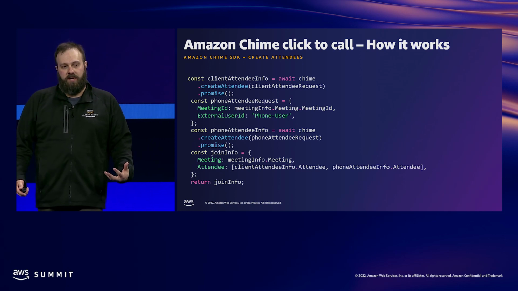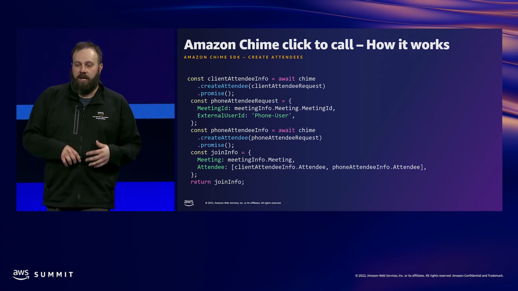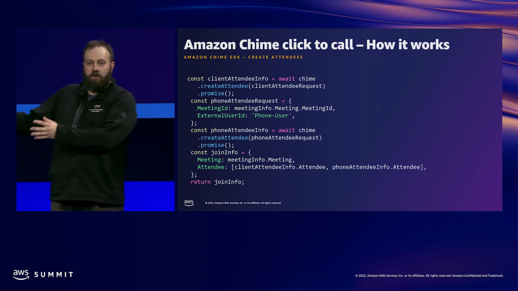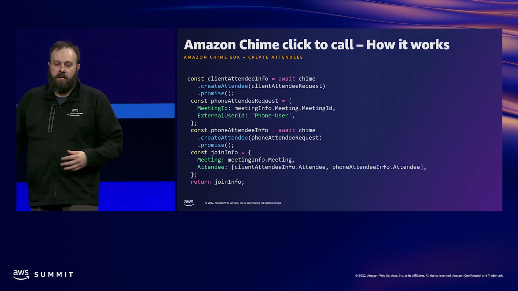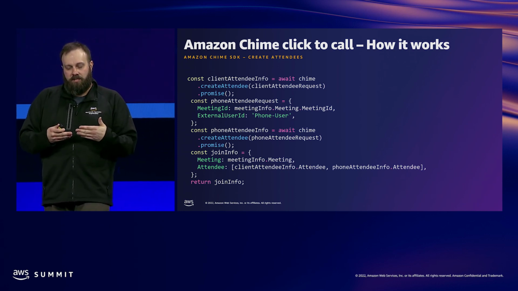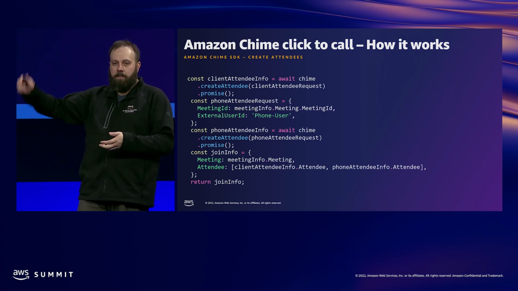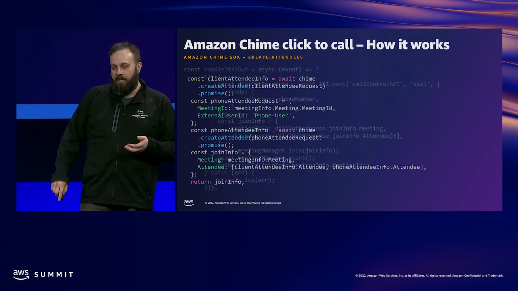Then we're going to create some attendees. So we have to create a client attendee. That's the person on the UI. We have to create a phone attendee. That's the person that we're going to be calling. We're going to put these pieces of information together, package it all up, the meeting info and the attendee info, and pass it back to the UI.